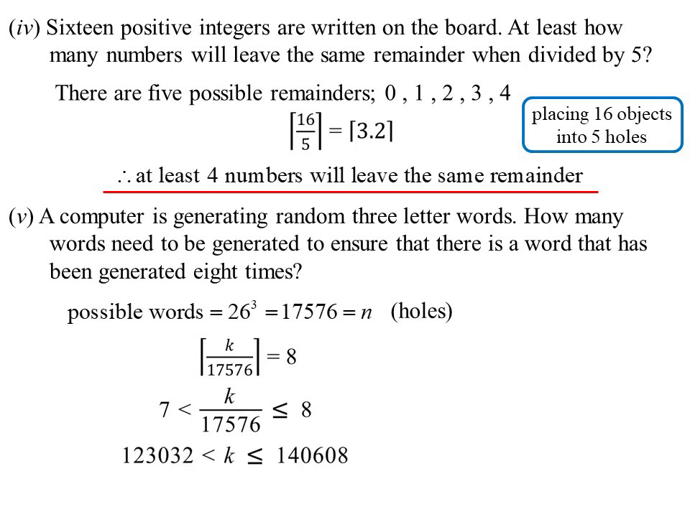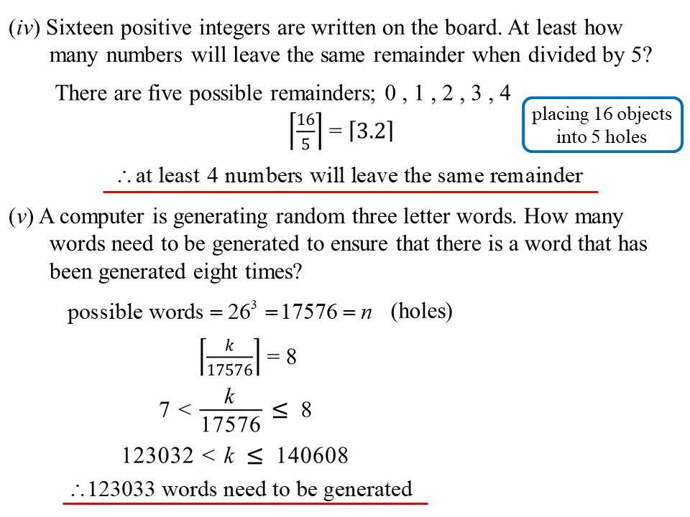Multiply out. We want the smallest number then that's bigger than 123,032. We need to generate 123,033 words to be sure there is a word on that list that has been generated 8 times. No, we won't do that one later.